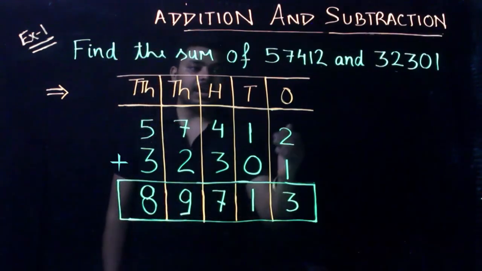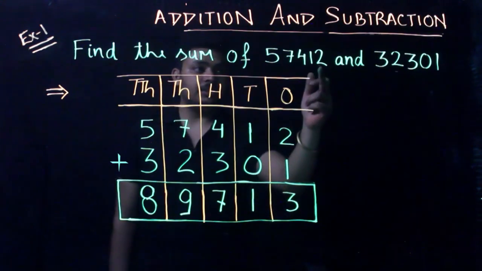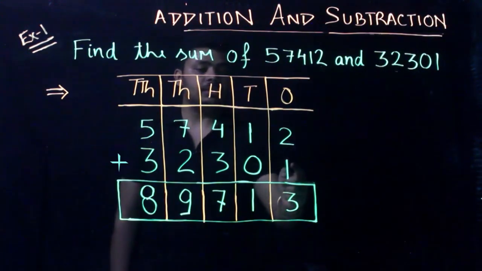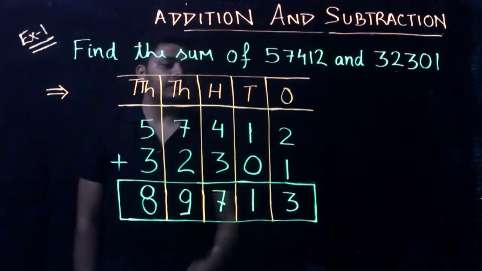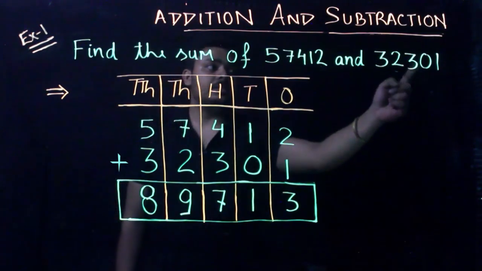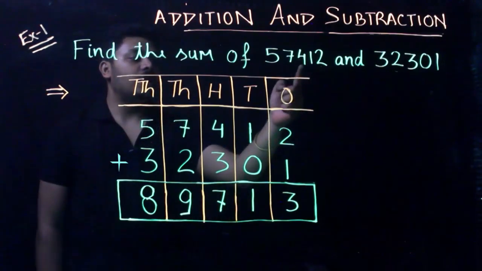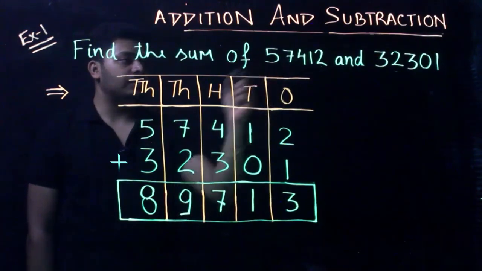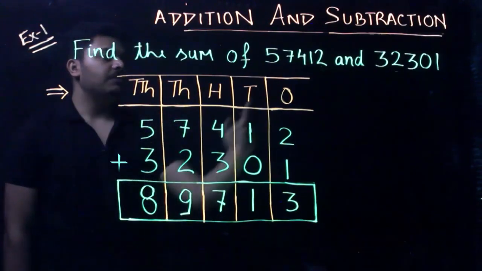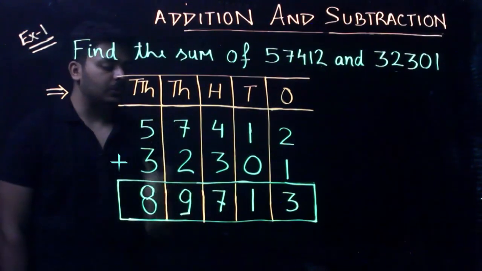We add each and every digit according to their place value. So the ones digit in the first number is 2. So we add 2 with the digit at ones place in the second number, that is 1. Similarly, the digit at tens place in the first number is 1 and the digit at tens place in the second number is 0. So we add 1 plus 0 equals 1. Then we move on to the hundreds place, that is 4 in the first number and 3 in the second number. 4 plus 3, 7. Then at the thousands place we have 7 in our first number and 2 in our second number. So 7 plus 2 equals 9.